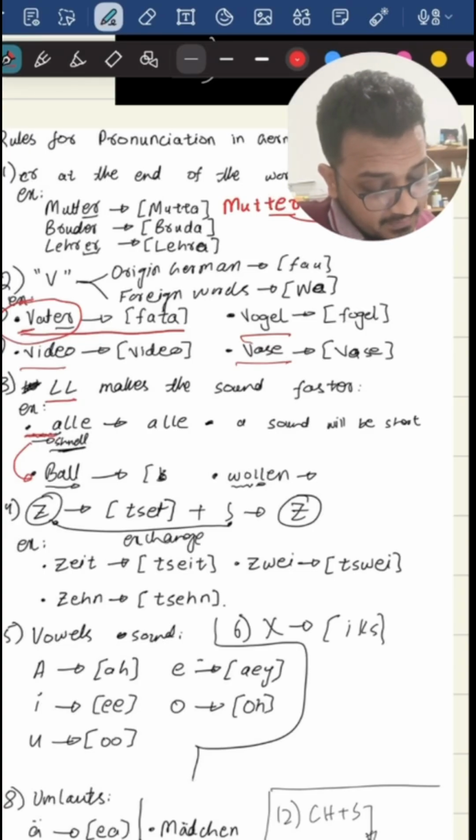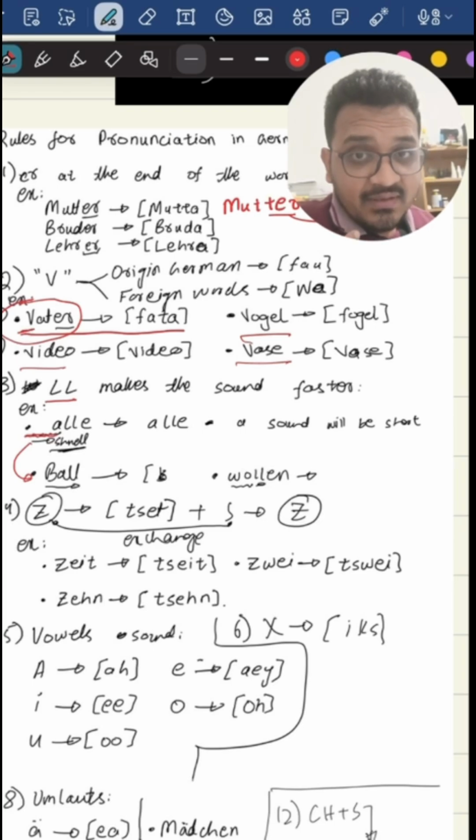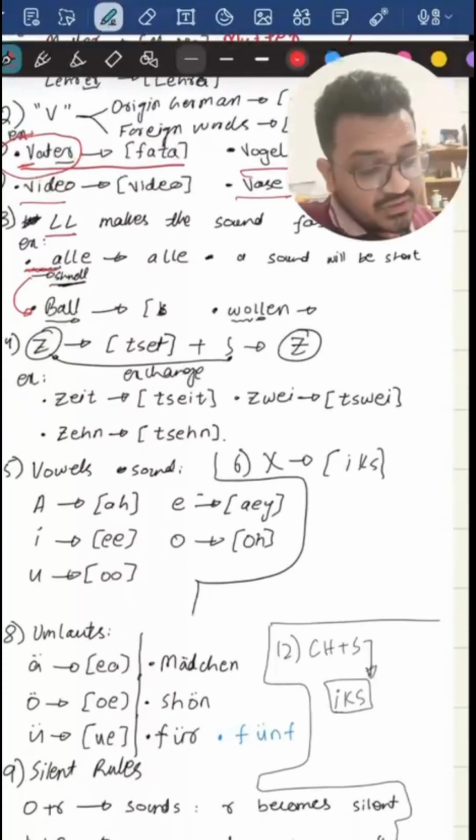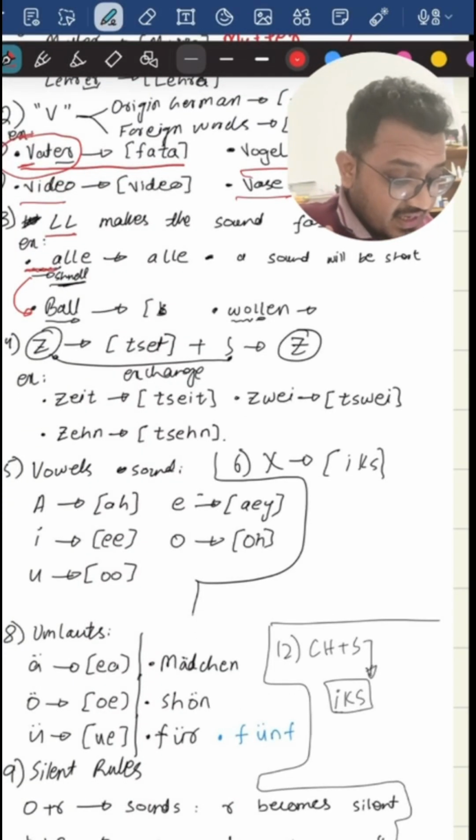Now the fourth rule is basically the Z sound. The Z sound in German is more like an S sound. Z sounds as Ts and S sounds as Z. So for example, we have Zeit, which sounds as Tsite, and we have Zehn, which sounds as Tsen. Then we have Sohn, which sounds as Zohn, obviously. But there are words which start with S that sound as Z, like English Z.